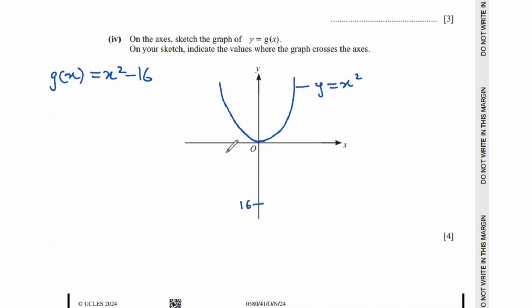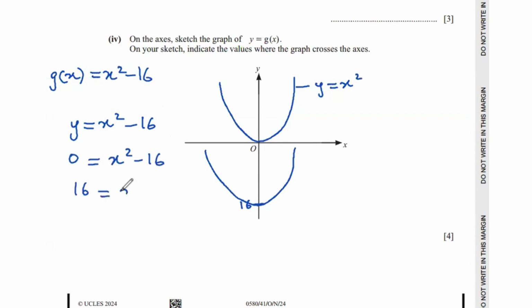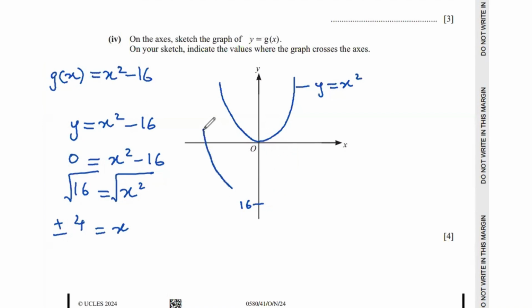So that means our turning point is going to be at -16 now. And the intersection with the y-axis is -16. For the x-axis, it's going to be y equals x squared minus 16, with y equals 0. So we have 16 equals x squared, square root both sides, so we have plus minus 4. So that means if we redraw this, this is what we have. -4, +4.